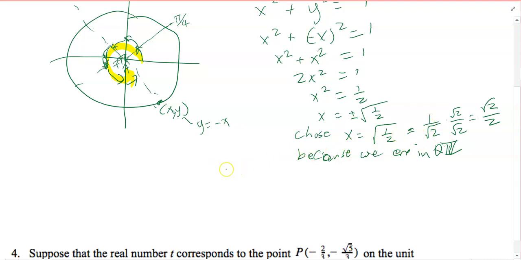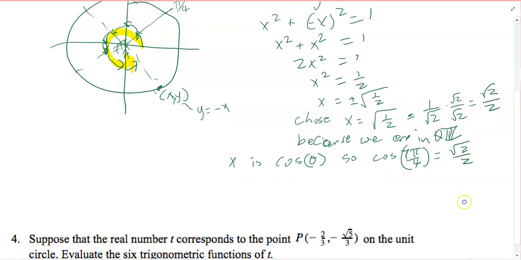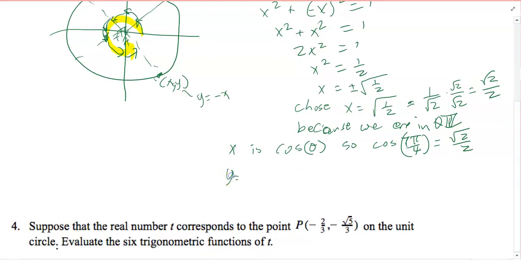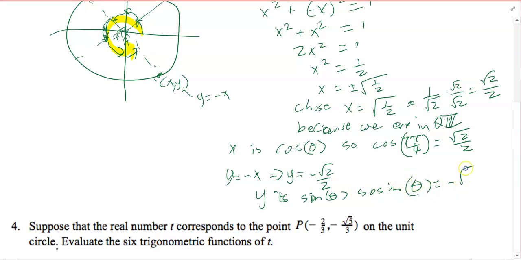So then the x value is our cosine value. So x is the cosine theta. So cosine of 7 pi over 4 equals radical 2 over 2. Now we know that y is equal to negative x. So y would be equal to negative of root 2 over 2. And we know that our y is the sine theta on the unit circle. So sine of theta is equal to negative root 2 over 2.